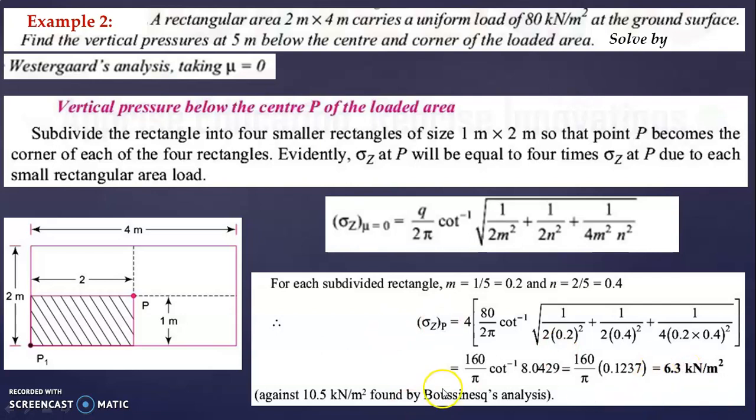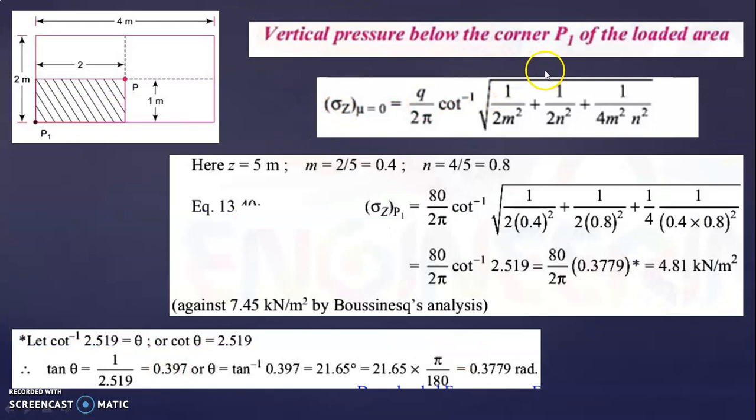Okay, so let us take the second part of this, that is vertical pressure below the corner P1 of the loaded area. Now we have to calculate here vertical stress at this point. How can we calculate? Again we use the same formula, Q divided by 2 pi into cot inverse of 1 divided by 2 square root of 1 divided by 2 m square plus 1 divided by 2 n square plus 1 divided by 4 into m square n square. Only the difference here is the m value and n value.